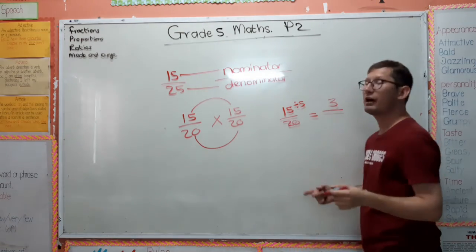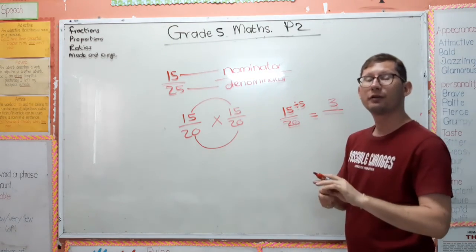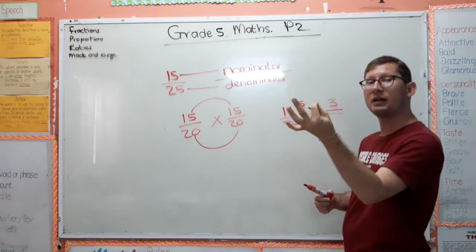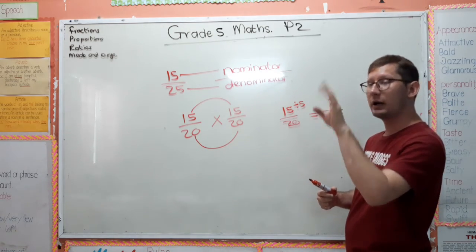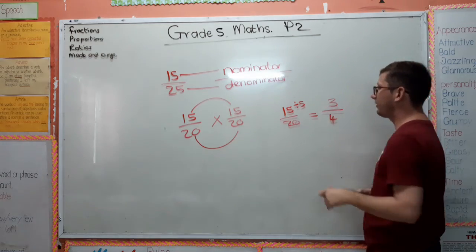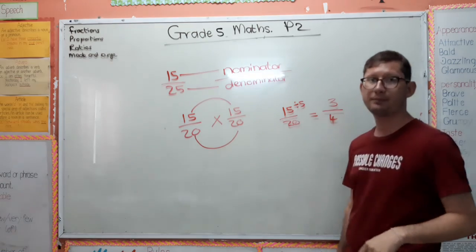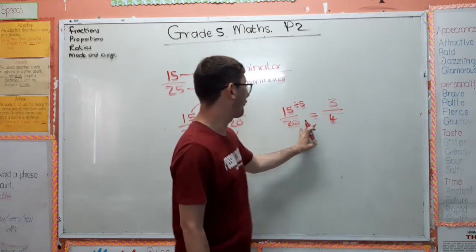How many times does 5 go into 20? Let's count: 5, 10, 15, 20. So it is 4 times. And that's the reduced fraction for 15 over 20.